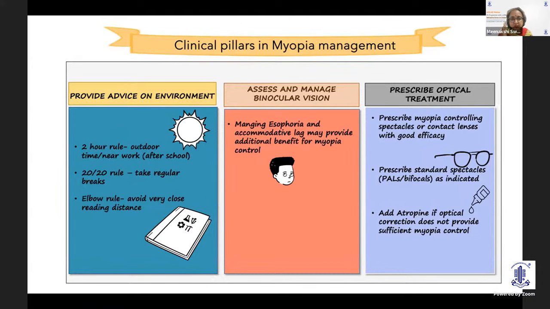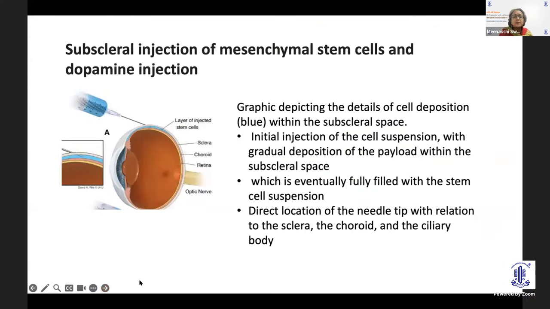You already understood the environmental modifications, the two-hour rule, the 20-20-20 rule, the elbow rule, all the ways in which you can enhance the outdoor and minimize the indoor, manage binocular vision anomalies, give progressive addition lenses if there is accommodative lag, prescribe low-dose atropine, or the special myopia control spectacles or contact lenses. These are just to complete.